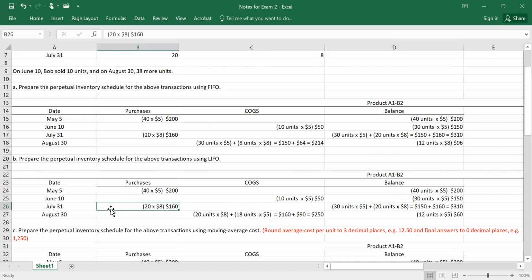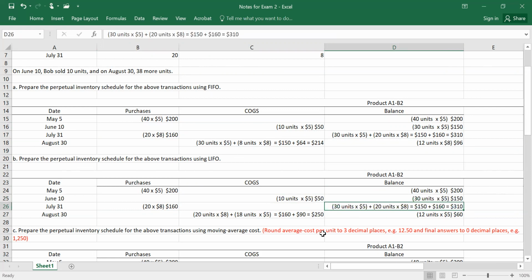July 31st purchase is the same, 20 units at $8 per unit, which is 160. So for our balance, we've got our two groupings. We've got that initial purchase. We have 30 of those left. So 30 times 5 is 150. And out of this latest purchase, this 20 units, we have to record that. 20 times 8 is 160. So 150 and 160 together is 310. So if you notice, these first three are the same. Everything here for the first three are going to be exactly the same. Okay. And it will be for your problem also because it's exactly the same.